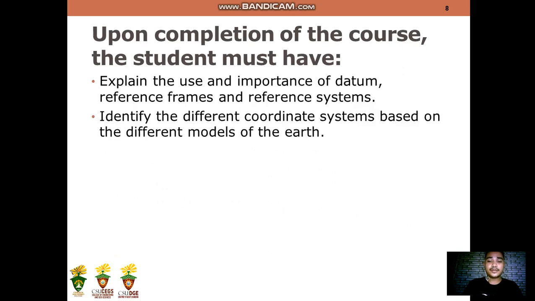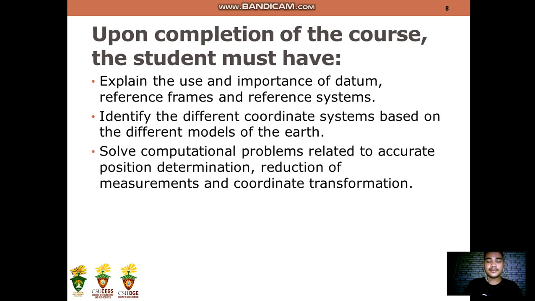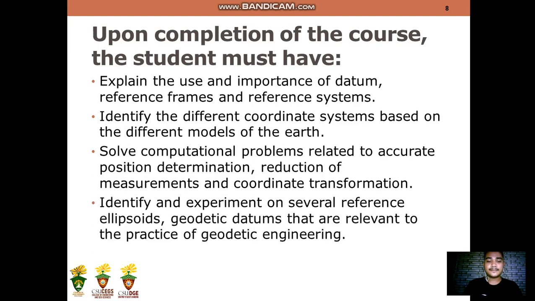Identify the different coordinate systems based on the different models of the Earth. Solve computational problems related to accurate position determination, reduction of measurements, and coordinate transformation. Identify and experiment on several reference ellipsoids and geodetic datums that are relevant to the practice of geodetic engineering.